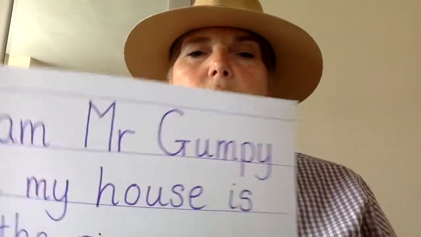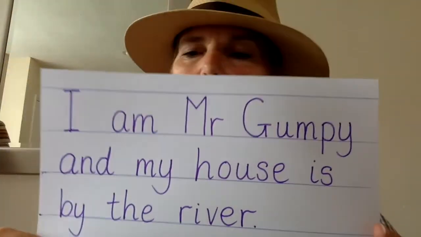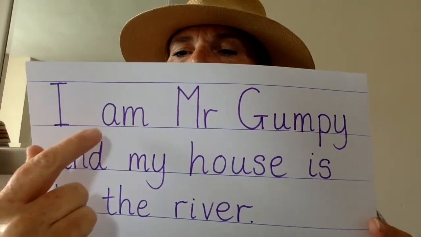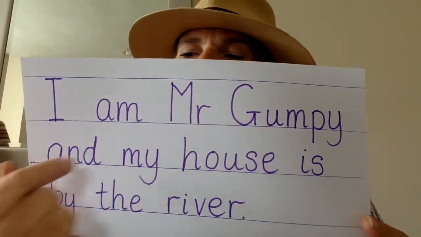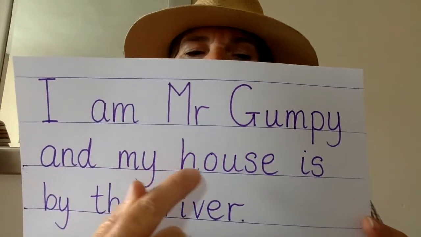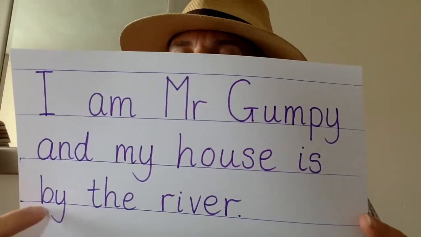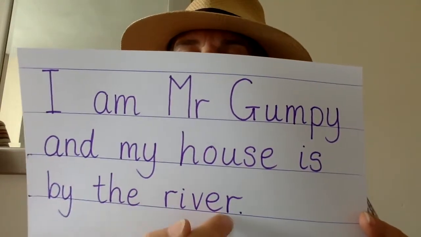So, pretend that you are Mr Gumpy, that's me, and I want you to think about what happened on your boat trip. So you can think about some different animals that you might want to put on your boat. I want you to write the story as if you are me. So, for example, you could say, I am Mr Gumpy and my house is by the river.